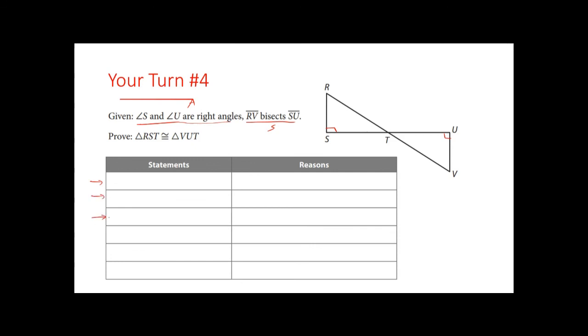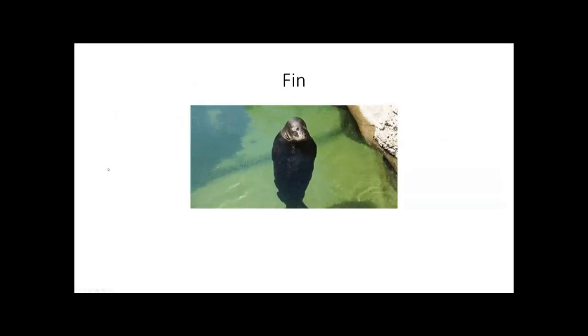For this third part of the statements, I would try to figure out what you can get out of that RV bisects SU piece, to determine what side you can use for angle side angle triangle congruence. And then also, how can you find your other angle? Look at the graph. Do you have any corresponding or alternate interior angles? Do you have any other angles that you can see right away just by looking at the picture? That should lead you into the rest of your proof. So work on it together, and I'll swoop by and see what you got. Thank you guys, and have a wonderful day.